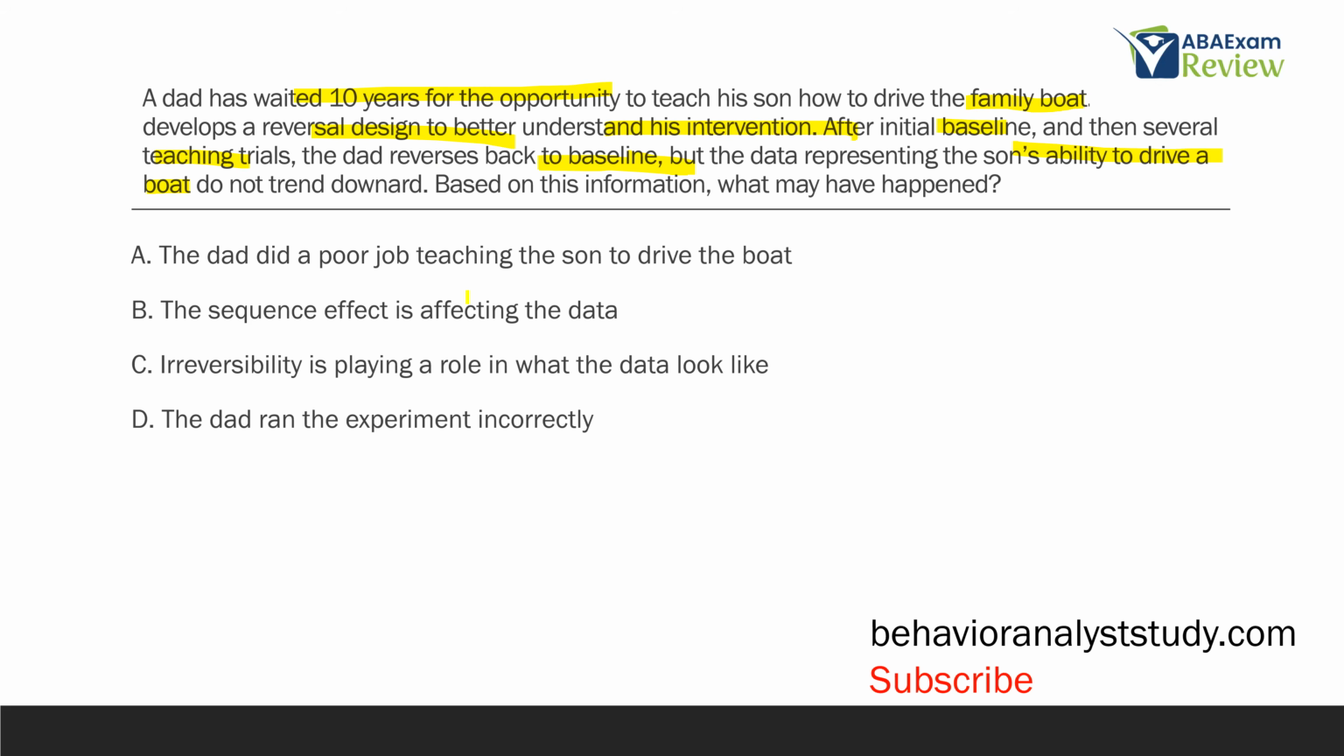And then D, the dad ran the experiment incorrectly. Not necessarily. He reversed it. He did everything fine. We're just having to deal with irreversibility. And this is one of those concerns you want to address if you're going to use a reversal design before the design begins. What happens if I teach something and we can't reverse it?